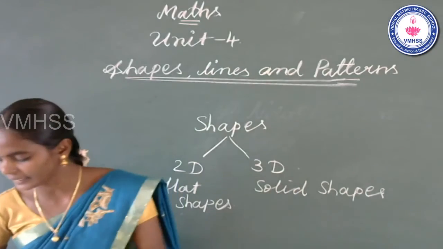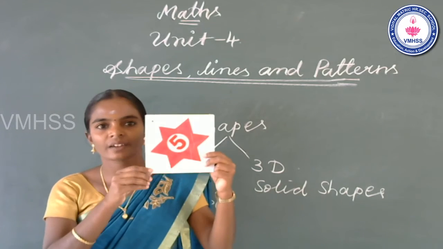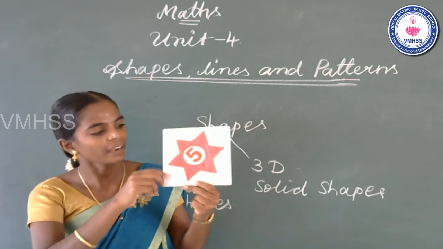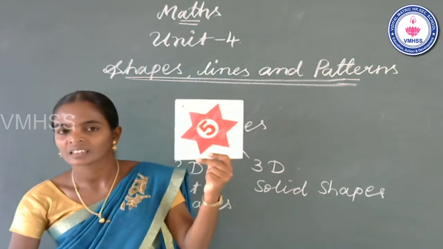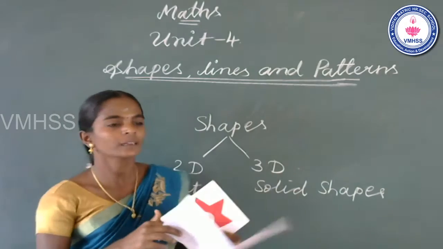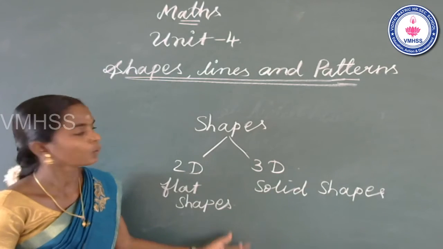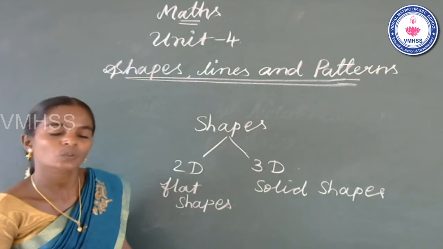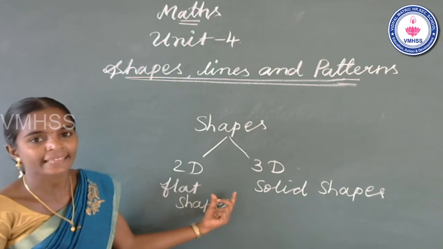Children, next we take the number card. What is the shape? Square. So this shape is square. This paper is rectangle. Did you understand? Look at the board. What is the shape of the blackboard? Square or rectangle? Rectangle. So the blackboard is rectangle shape.